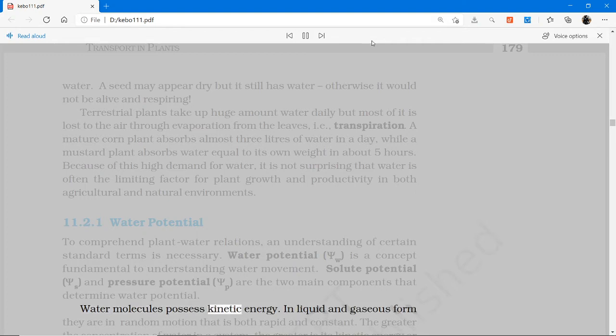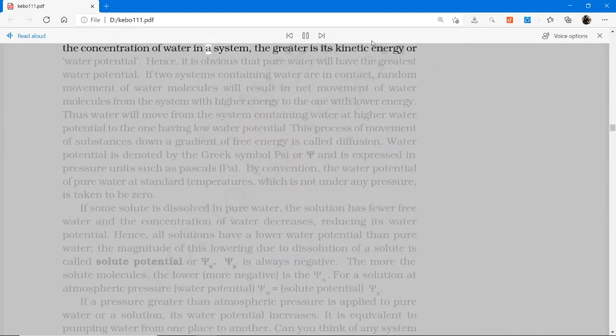Water molecules possess kinetic energy. In liquid and gaseous form they are in random motion that is both rapid and constant. The greater the concentration of water in a system, the greater is its kinetic energy or water potential. Hence, it is obvious that pure water will have the greatest water potential. If two systems containing water are in contact, random movement of water molecules will result in net movement of water molecules from the system with higher energy to the one with lower energy. Thus water will move from the system containing water at higher water potential to the one having low water potential. This process of movement of substances down a gradient of free energy is called diffusion.